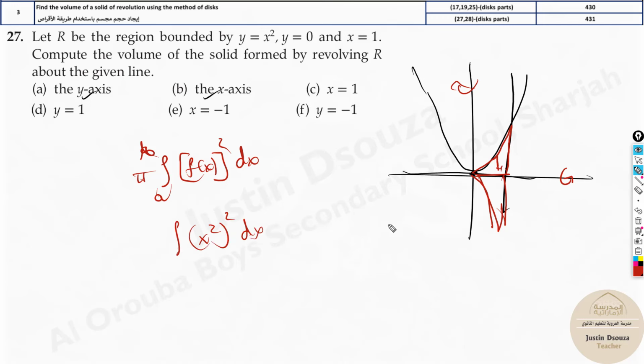What is the limit now? This is 0. What is this line? We have the line at 1. Already we know the limit: 0 to 1 of pi. Put this in the calculator and that will be the answer.